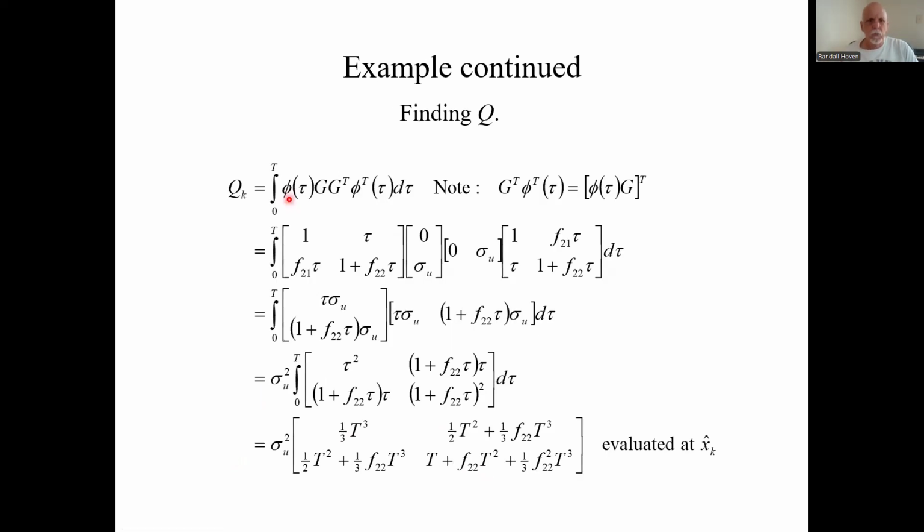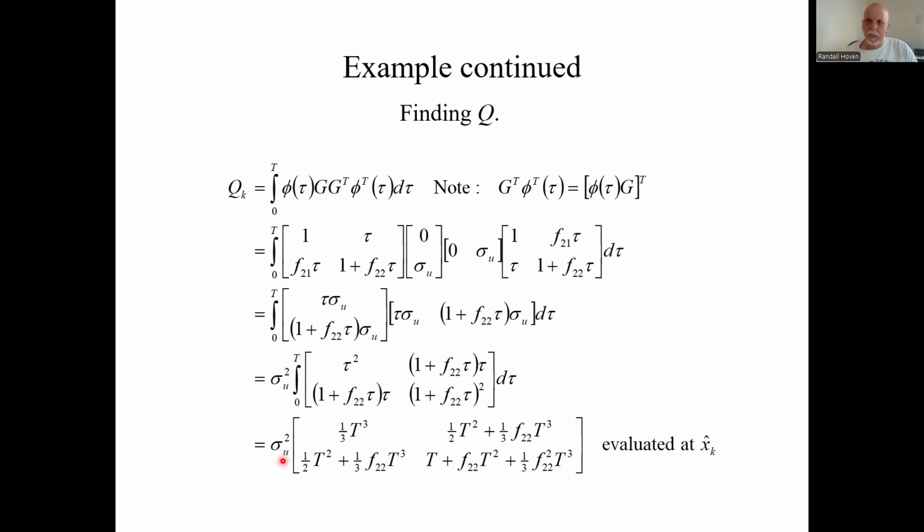And what is Q? Just like in the Kalman filter, it's this, but in a way, it's easier to evaluate. I won't go through the matrix arithmetic. It's matrix multiplication. You end up with this, but you're integrating over tau, and tau only shows up as tau or tau squared. So the integration of it is easy. You integrate from 0 to capital T, you get this.